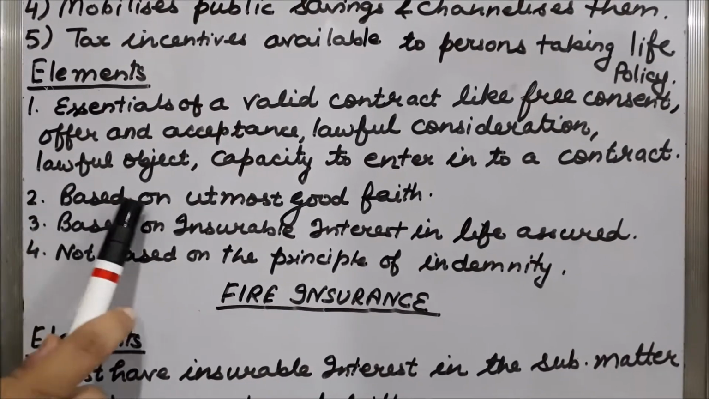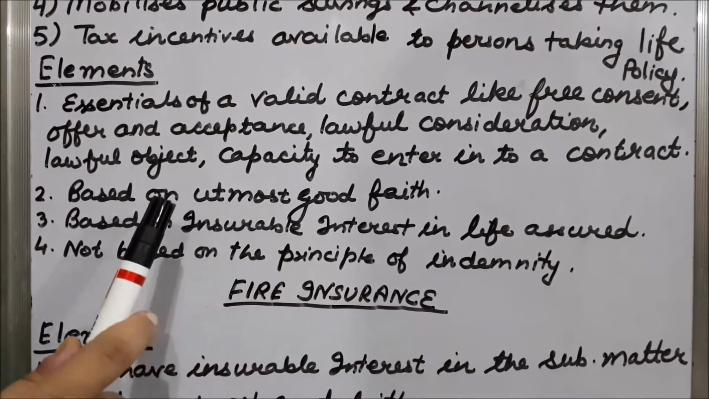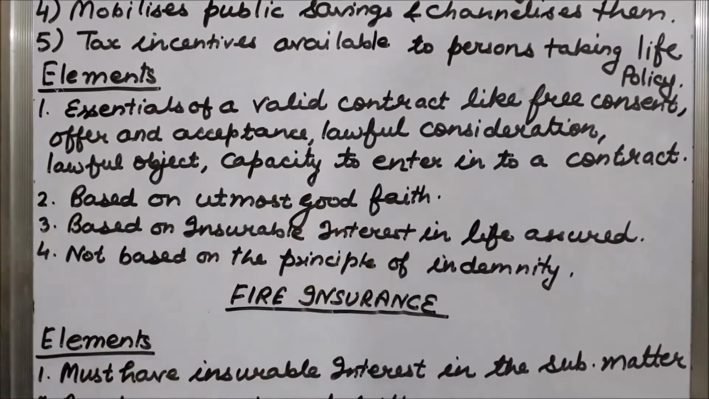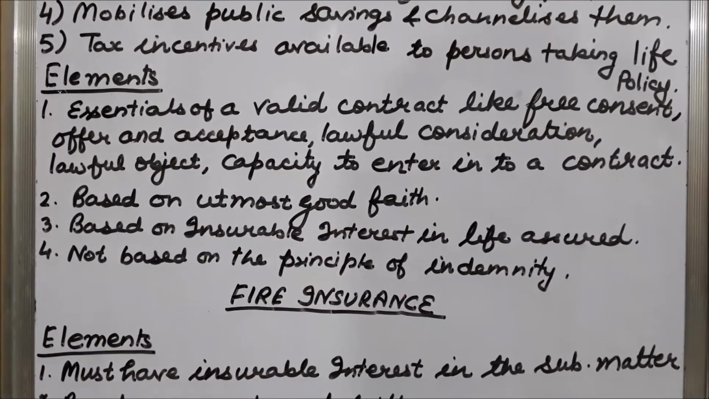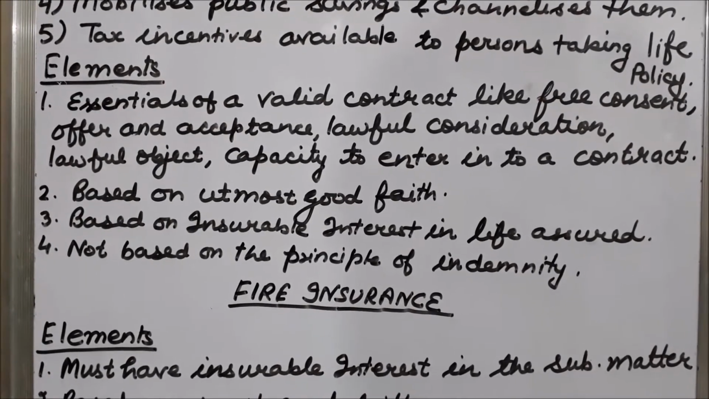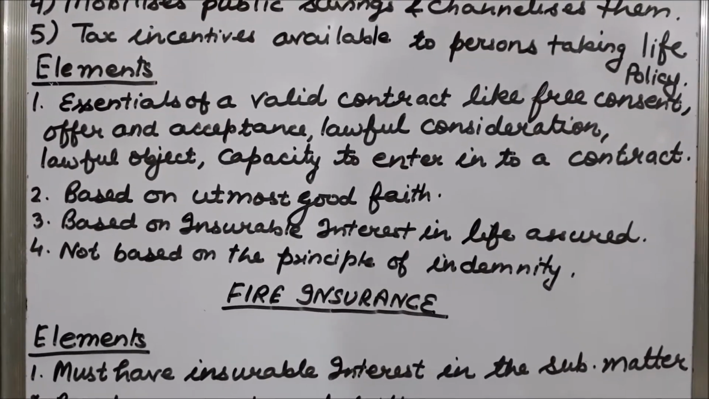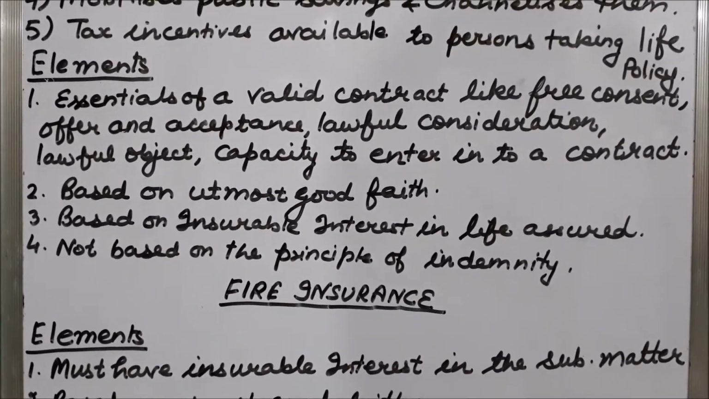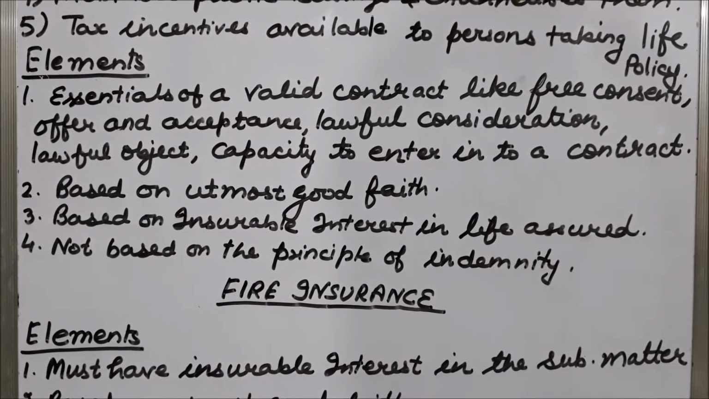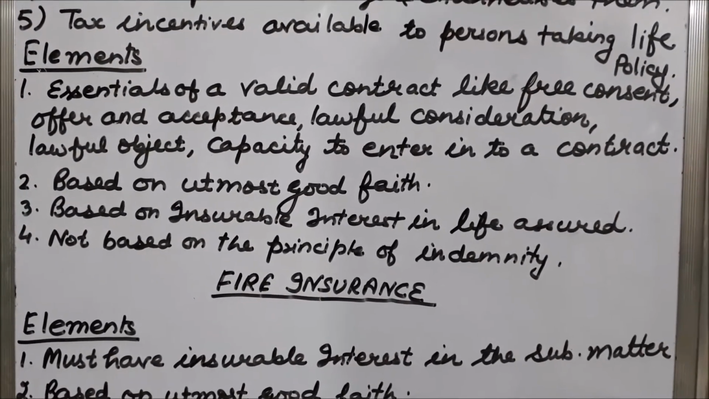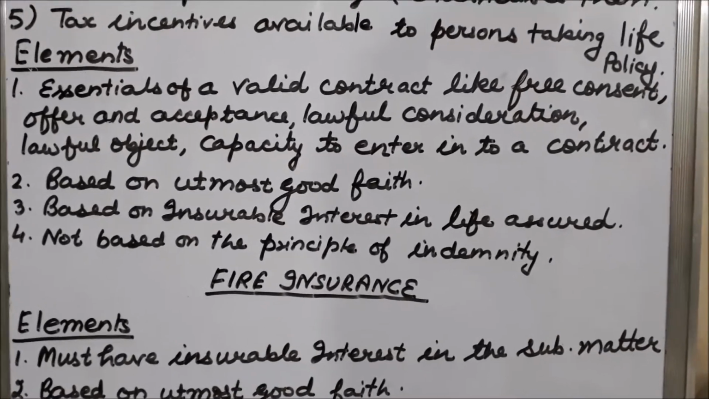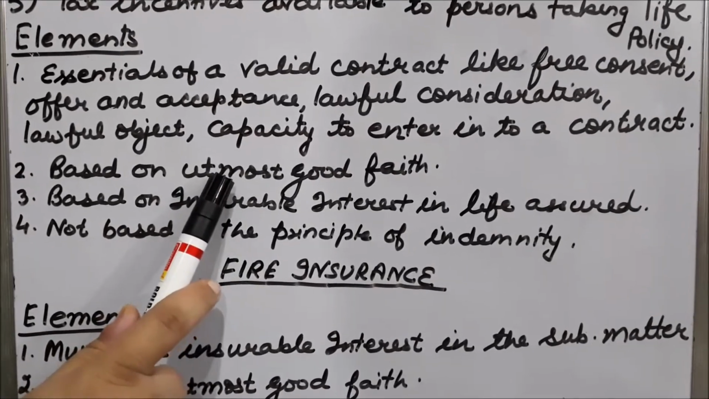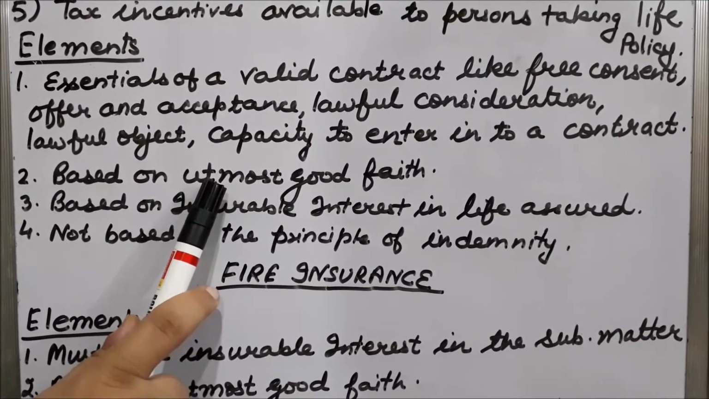Second, it is based on utmost good faith. A life insurance contract is based on the principle of utmost good faith. As you all know, the principle of utmost good faith says that the insured as well as the insurer should not hide any information from each other. So in case of life insurance, the insured must tell each and everything about his health. No information about health should be hidden by the insured. Otherwise, the contract will be considered illegal.